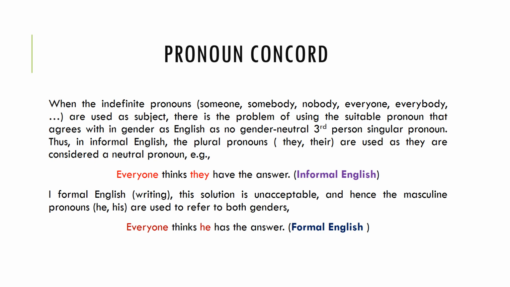But in formal English, they say that this solution is unacceptable and they prefer to use the masculine pronouns he and his to refer to both genders. So the same sentence may have a different form in formal English. In formal English, it becomes, everyone thinks he has the answer. So you see here, the pronoun he is used to refer back to everyone, although we know that everyone may refer to both genders. So he in this context is not a masculine pronoun, but a pronoun that can refer to both genders, the masculine and the feminine.